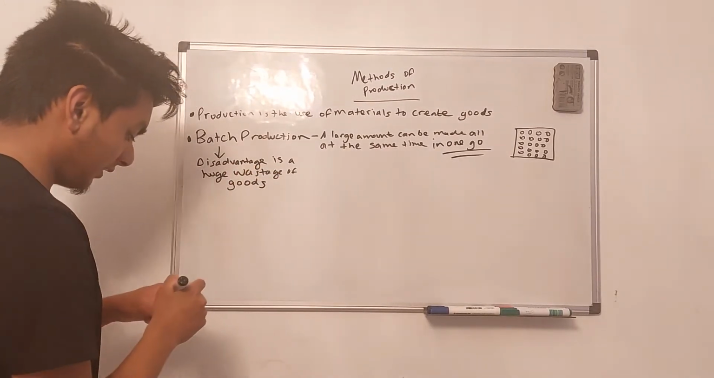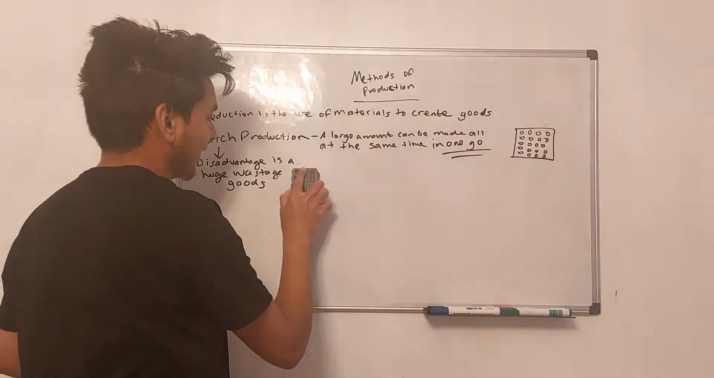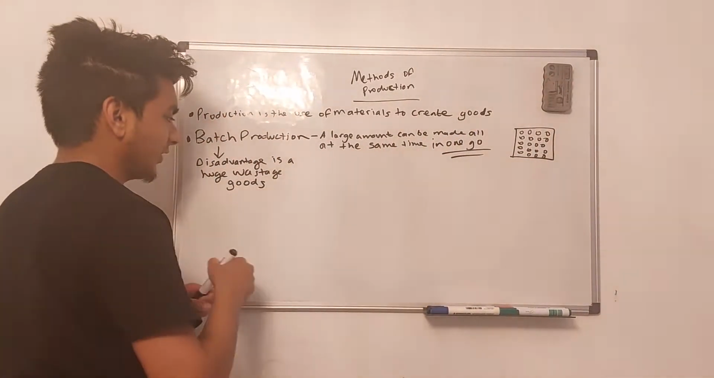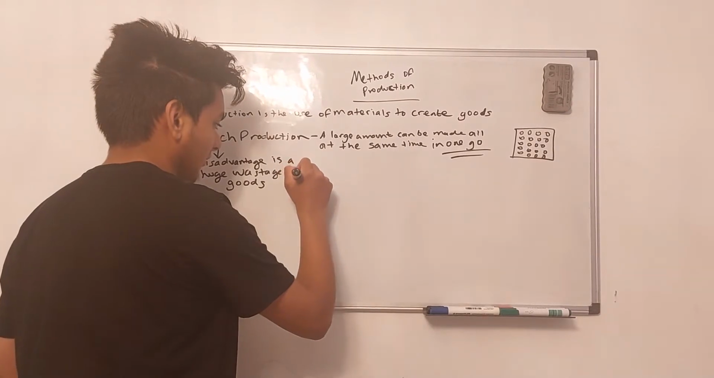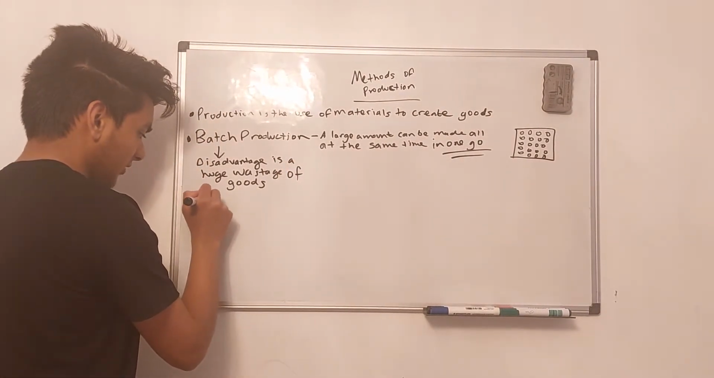It's very, very costly. Cost per unit for batch production is very high. So you need to make sure you're very efficient with the resources you're using. I'll write the word efficiency here. Efficiency.